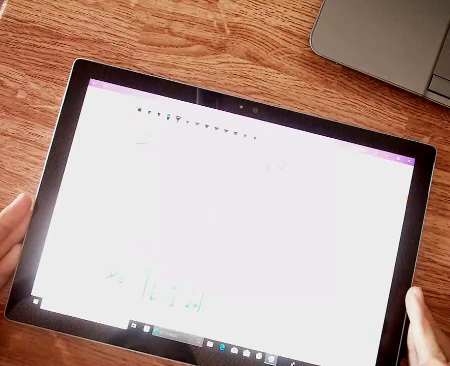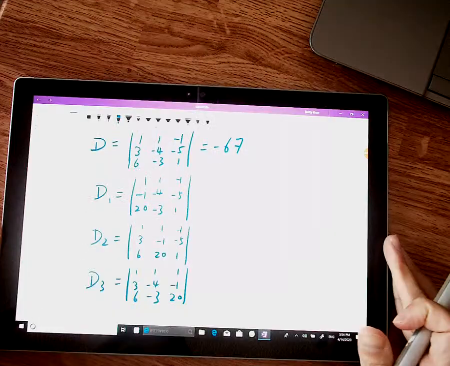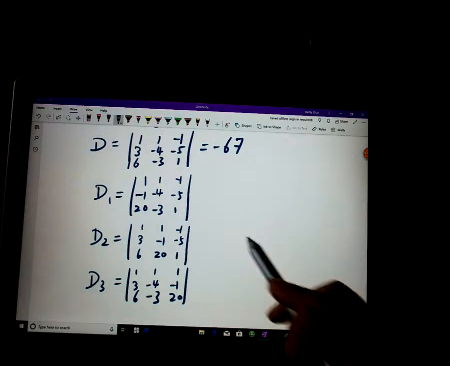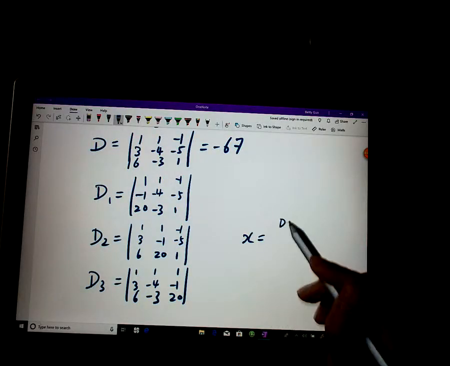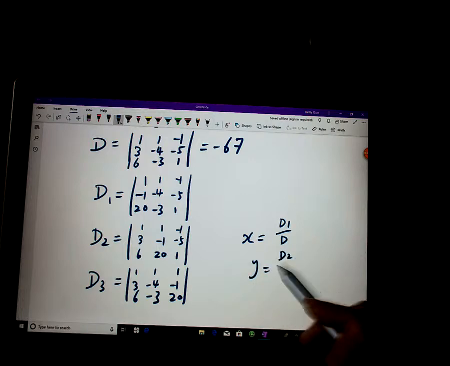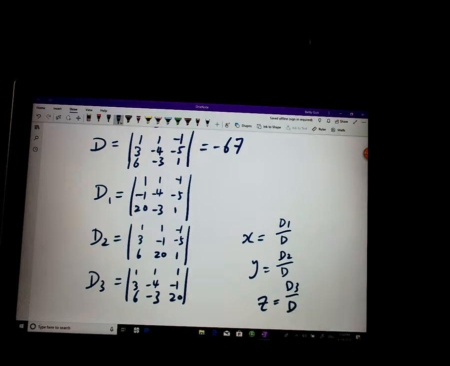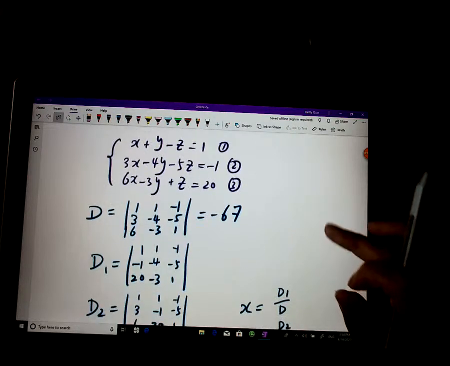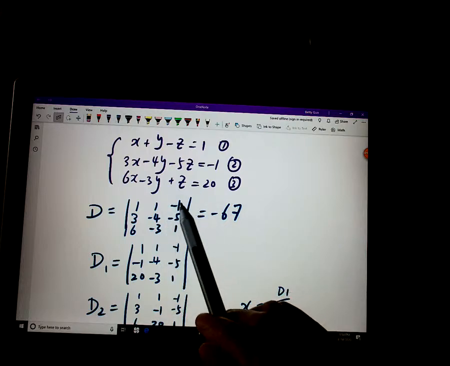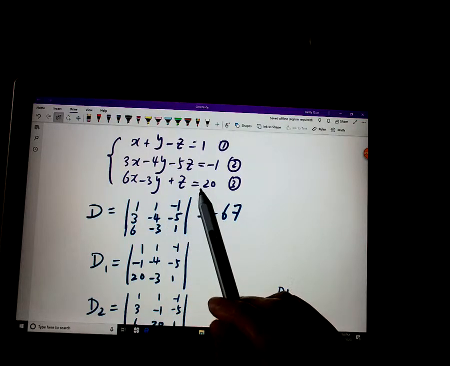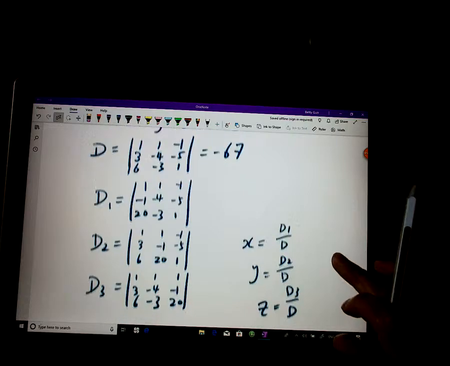Same idea. You can use the calculator to evaluate D1, D2, and D3. Then x would be D1 over D, y equals D2 over D, and z equals D3 over D. And you can solve the system by using Cramer's rule. So this is the third method that we have learned so far for solving a system, right? The first method, algebraic method. Second method, Gaussian elimination method. Third method, Cramer's rule.